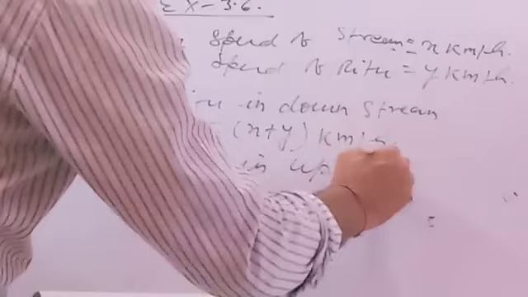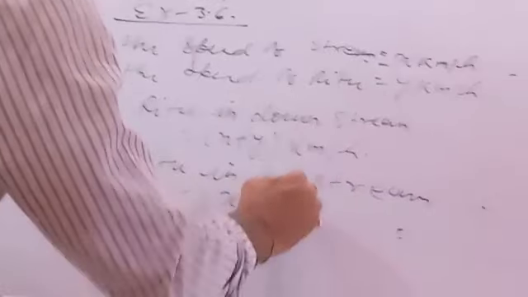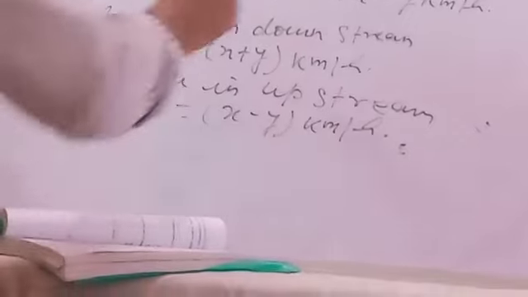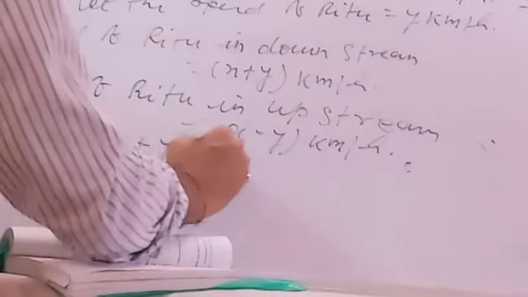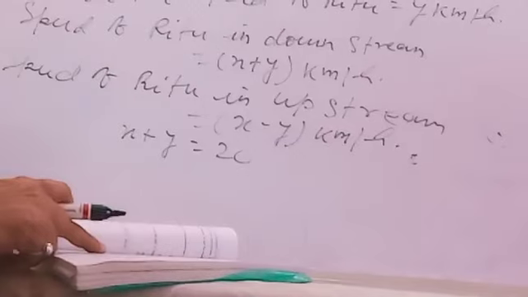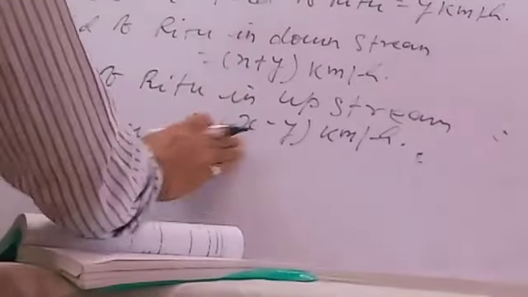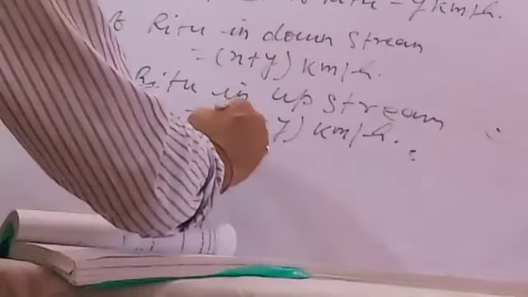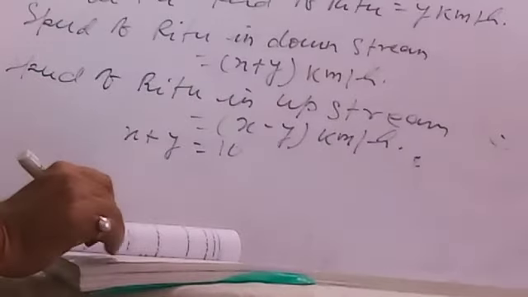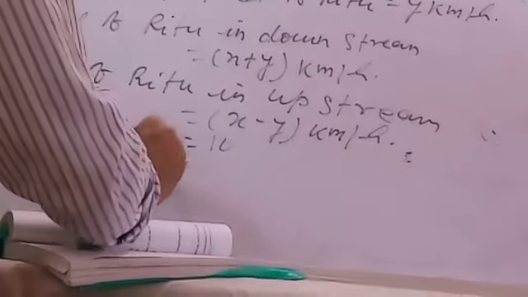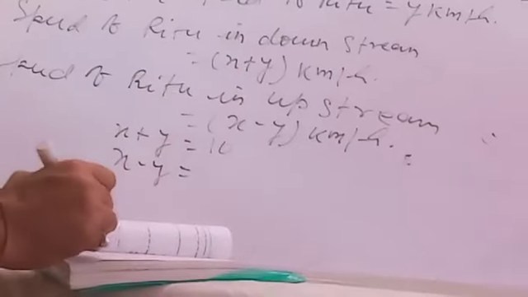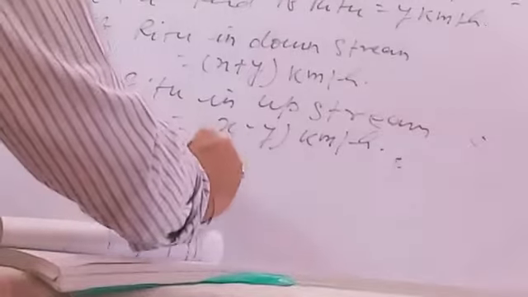Up means it is against the stream. That you need to understand. It means x minus y kilometer per hour. Now once this is giving you what? x plus y is equal to 20 kilometer in 2 hours, meaning distance divided by time. So x plus y is equal to 20 upon 2, that is 10. And in upstream, x minus y is equal to 4 upon 2, that is 2.